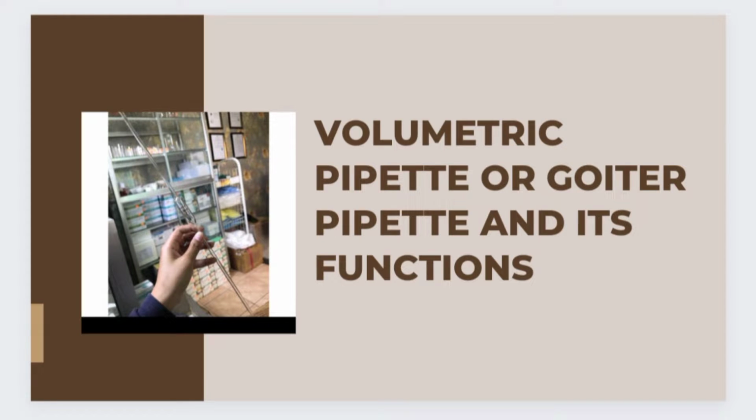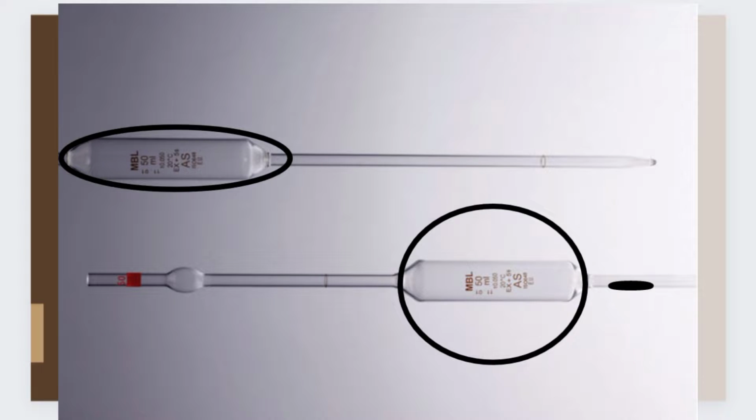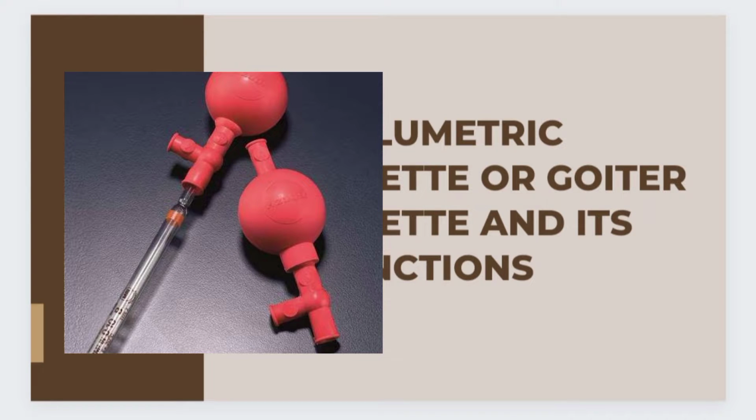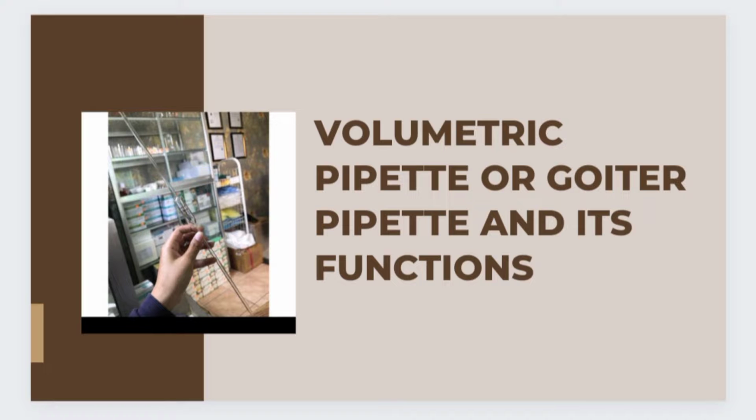Okay, the second kind of pipette is the volume pipette or guider pipette. It is called a guiding pipette because in the middle of this pipette there is a bulge. The function of the volumetric pipette is to take liquid with a certain volume with higher accuracy. The volume pipette is a quantitative measuring instrument with a high degree of accuracy, characterized by its slim shape on the volume indicator and only one volume measure.